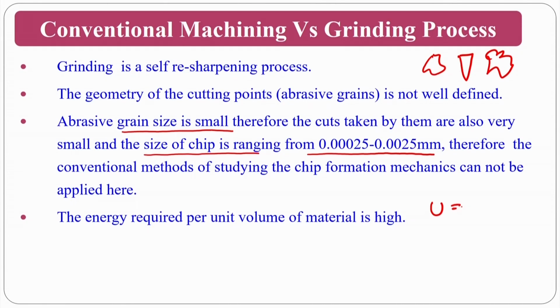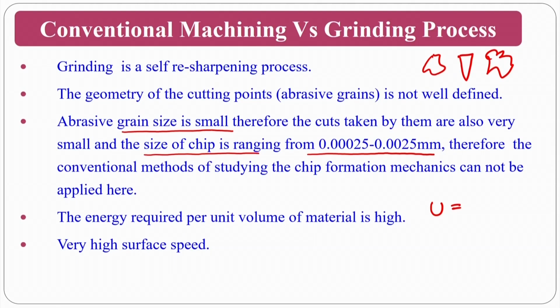As I said in earlier classes, in machining the material removal rate is the main criterion. Okay. So, the specific energy, U, normally represents the power or energy required per unit volume of material removal. In this case, your input is very high, but the material removal is very low. That means, obviously, the specific energy requirement will be very high.